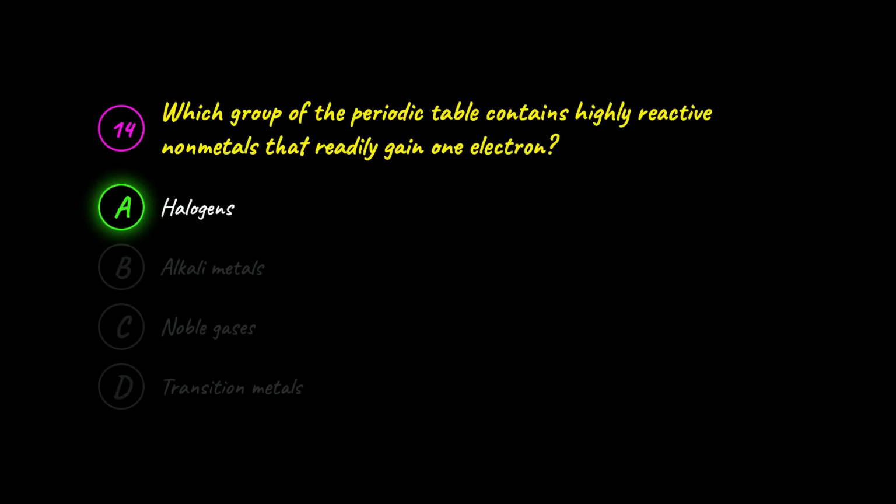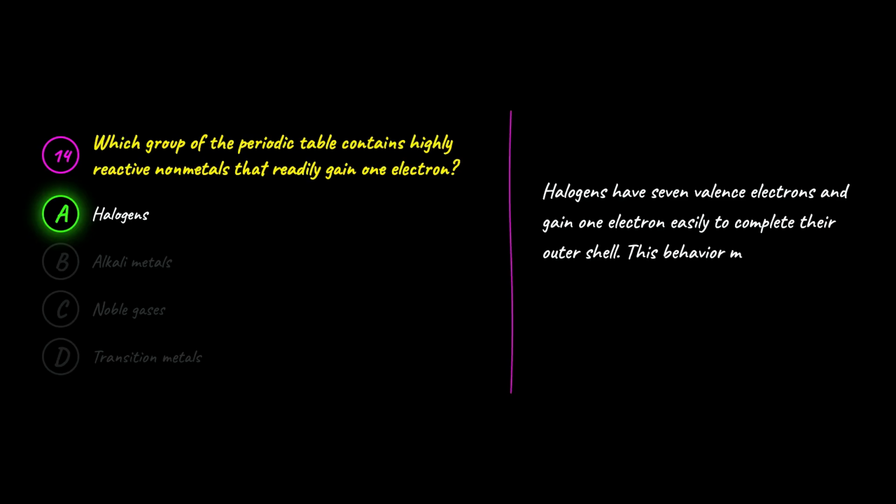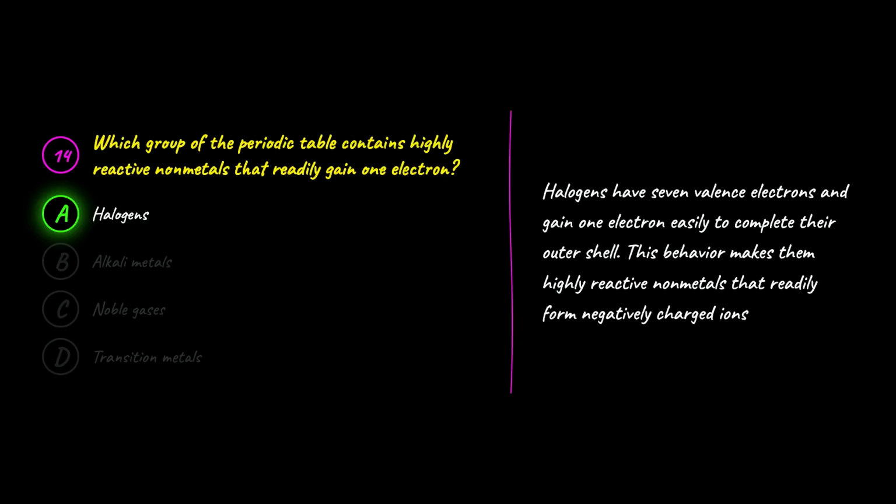The correct answer is A. Halogens. A is correct because halogens have 7 valence electrons and gain 1 electron easily to complete their outer shell. This behavior makes them highly reactive nonmetals that readily form negatively charged ions during reactions with metals in chemistry.